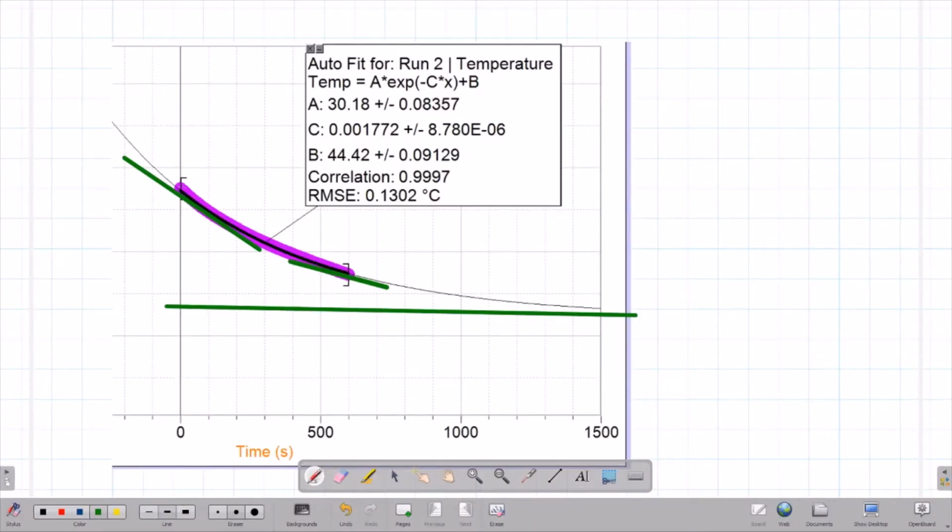Here's the data from Logger Pro. The purple are the data points. The thin black curve is the best fit. The best fit function is up here. A little bit more about that in a moment. And these 2 tangent lines represent the slopes of the graph at the beginning of data collection and near the end of data collection. This first tangent line is steep. That's where the temperature of the coffee is high and the coffee is cooling quickly.